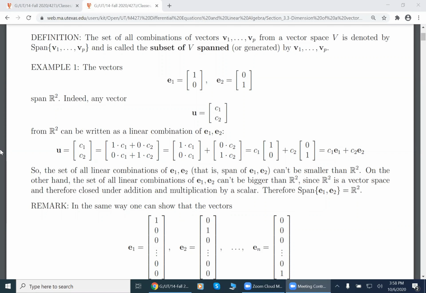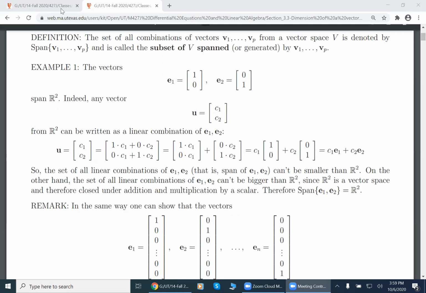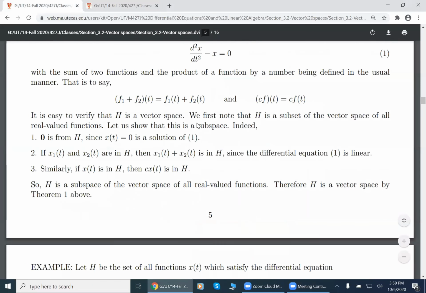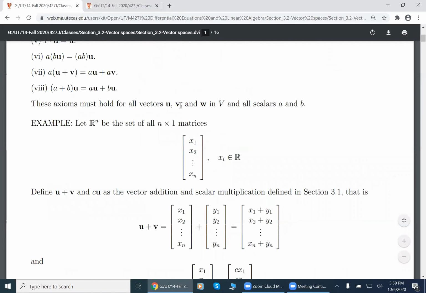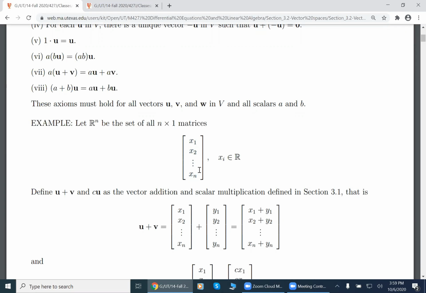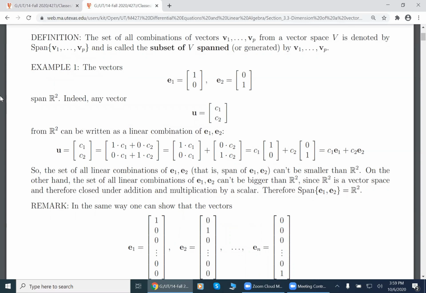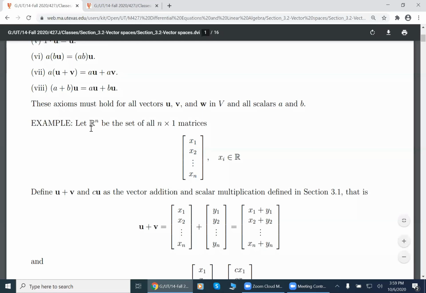Could I just get a quick clarification of exactly what R2 is? Yes. So R2, going back to section 3.2, is the set of all matrix columns with 2 rows. Was that a question? Yes, thank you. Other questions? R2 cannot be like a 2 by 2 matrix. It has to be in the form n by 1. Yes.